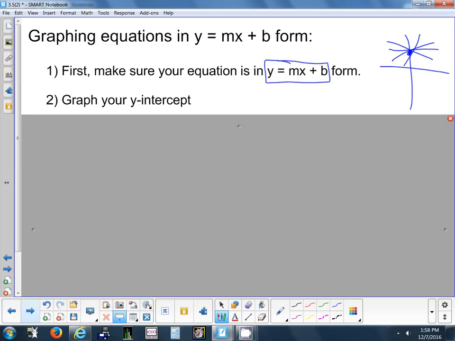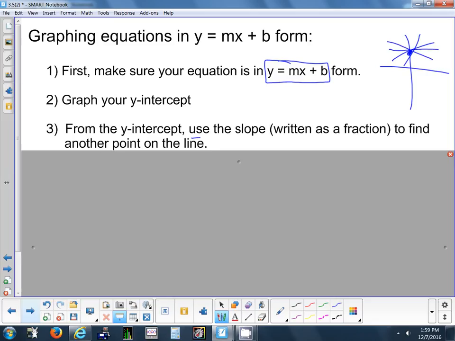So what do we need? We need a second point. Does anybody know what's going to help us in this equation get a second point? We already used the b. We're going to use the m. Okay? We're going to use the slope. Okay, so step 3. You're going to start at the y-intercept. So we're going to graph the y-intercept. All right, so we'll have something like that. And now from that point, we're going to use the slope to find another point on the line.